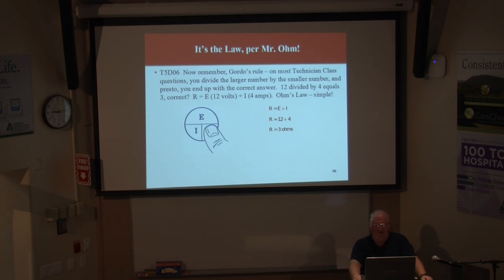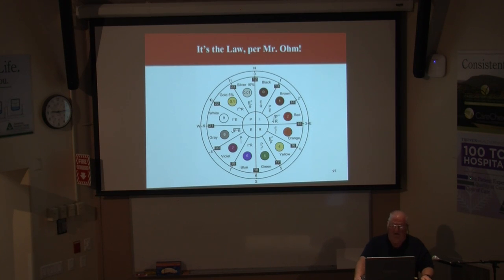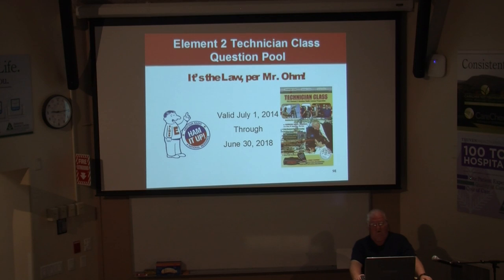Now remember, on most technician class questions, you divide the larger number by the smaller number, and presto, you'll end up with the correct answer. 12 divided by 4 equals 3, correct? Okay. And I have absolutely no clue as to that chart. So we will go on.